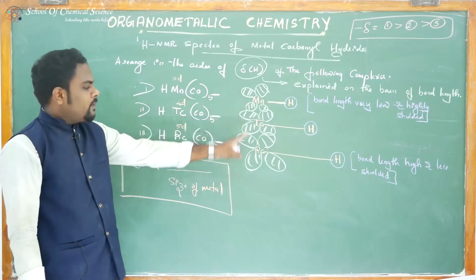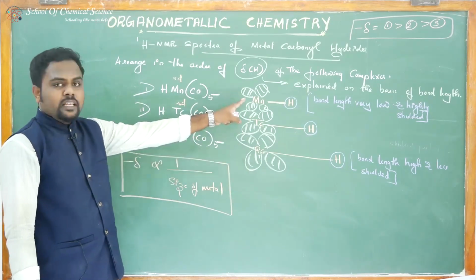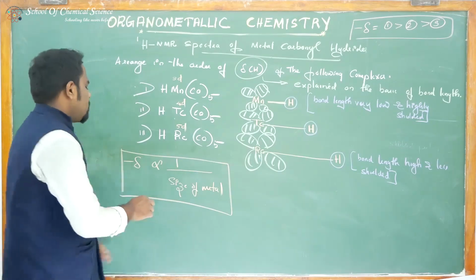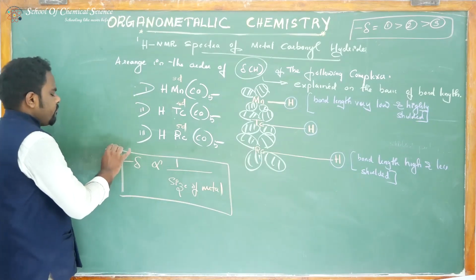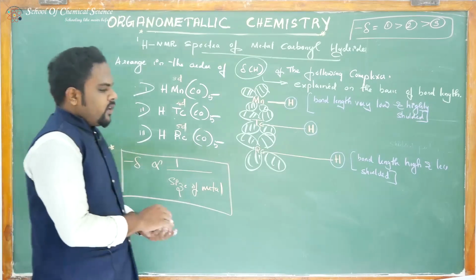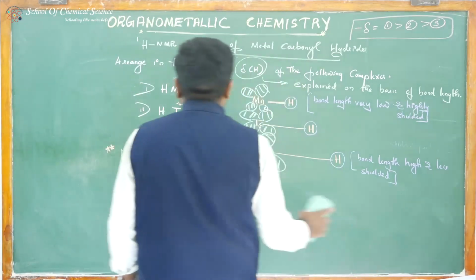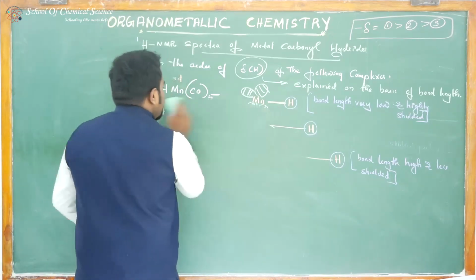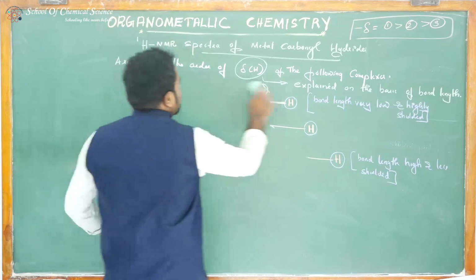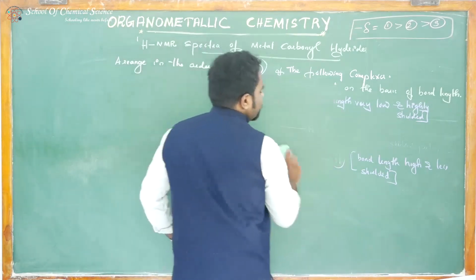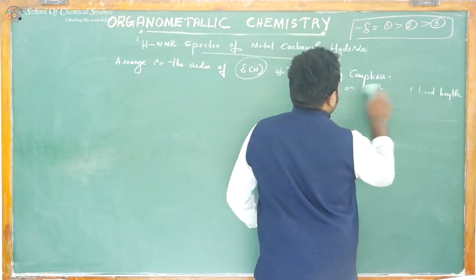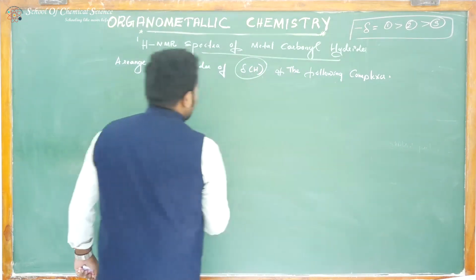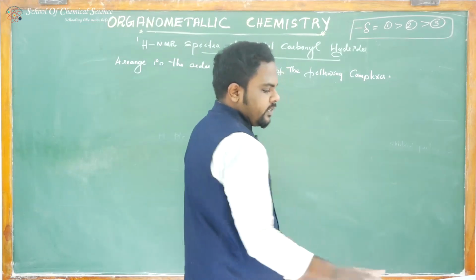Manganese has a smaller size compared to rhenium. When size of metal decreases, negative delta increases. This is also a generalization. Write the next question. So this is explained on the basis of size of metal and bond length. Smaller the size of the metal, smaller is the bond length. Okay, next question.